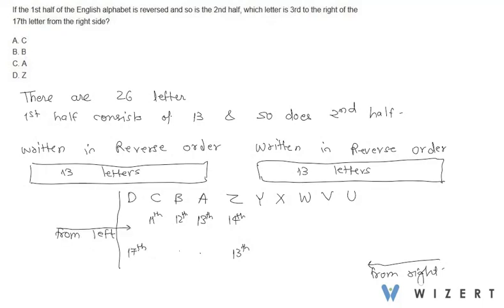So this is the 17th letter from the right side and we have to find which is the third letter to the right of the 17th letter. So this one is the first letter to the right of it, this is second and this is third. So the third letter to the right of the 17th letter from the right side is nothing but A. So the answer is option C.